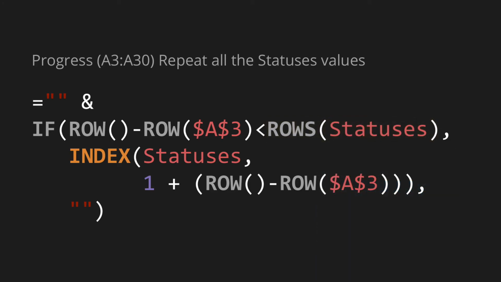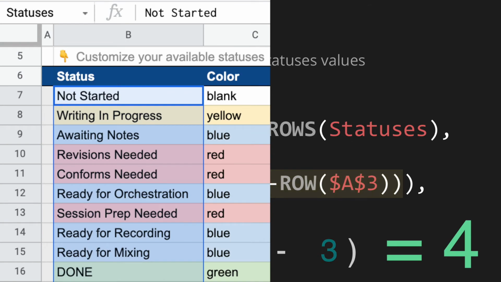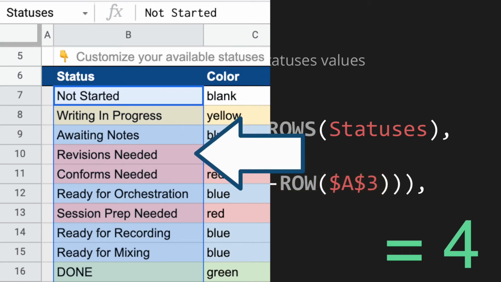INDEX, by the way, can return specific rows or columns from within a range. In our example, remember ROW is 6, so 6 minus 3 will be 3, and then we add 1 to that to get 4. So we're going to look in the fourth row of the statuses named range, which of course gives us revisions needed.